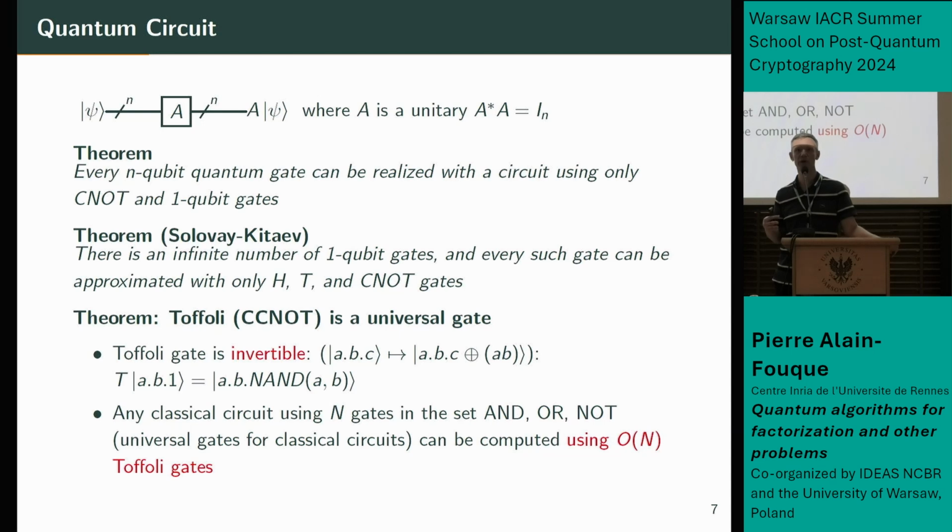Okay, so that's why when you see the estimation for some circuit, usually people give you the number of CNOT and Hadamard gates, and also the number of Toffoli gates, and they try to reduce the number of Toffoli gates as much as they can.